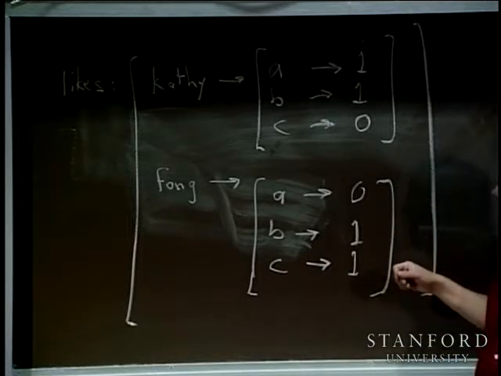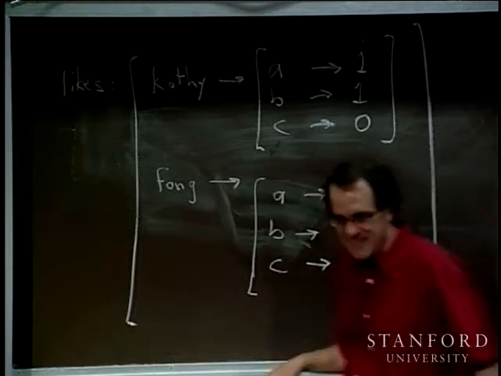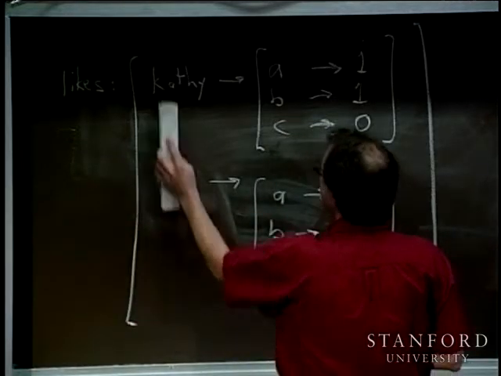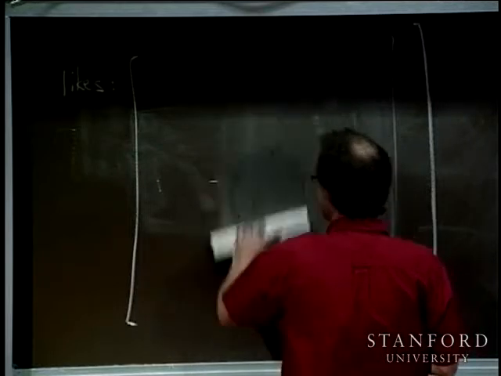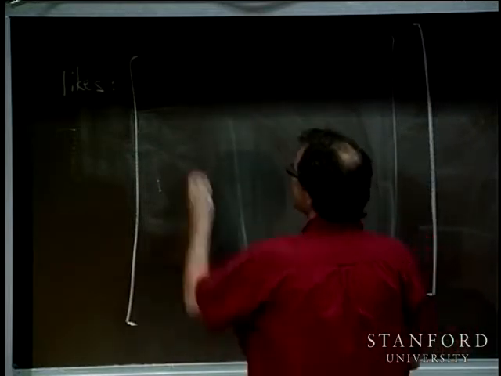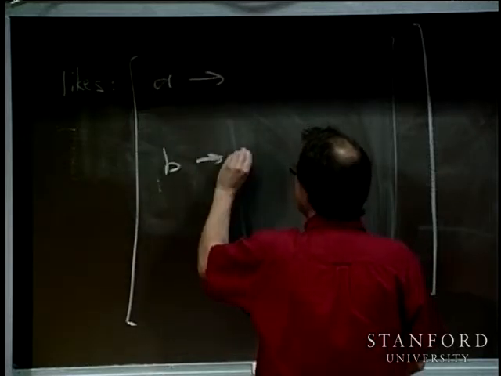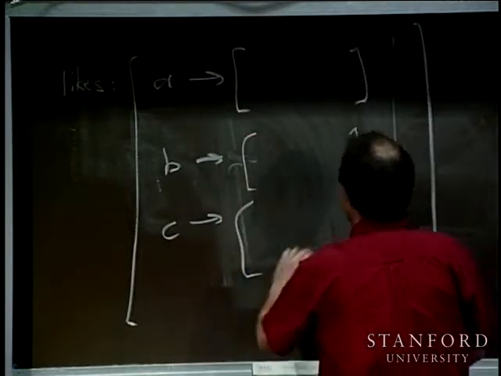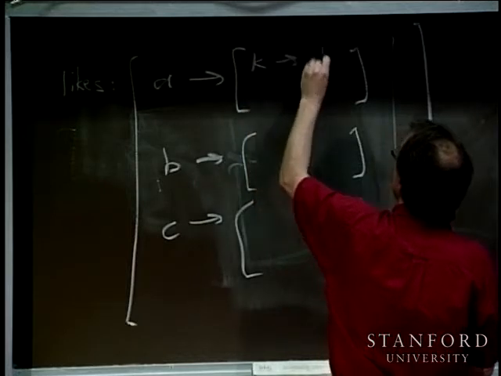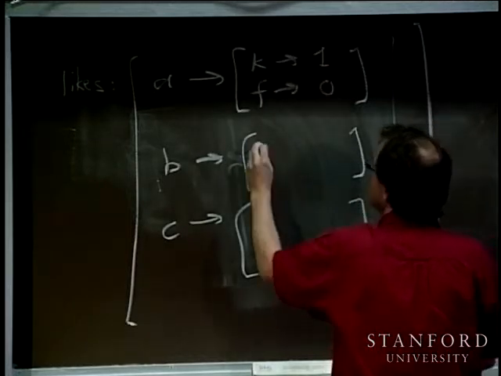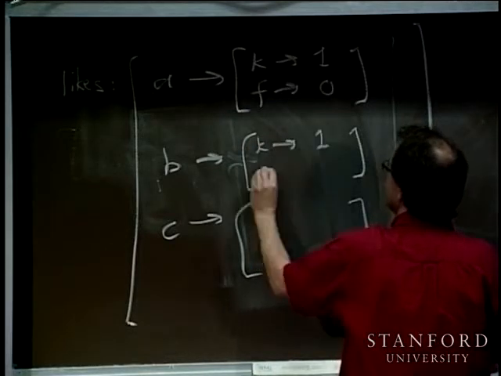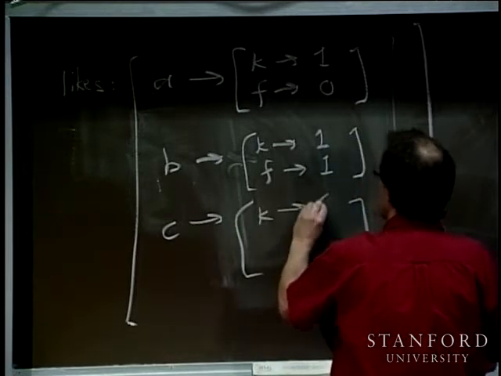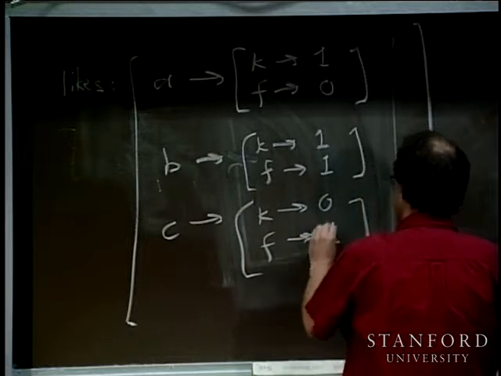Oh, sorry. You know what? I drew this the wrong way around. The whole point was meant to take the objects first and then take the people second, which is what I just illustrated from my previous example. Let me just quickly change this. A, B, C. Kathy. Okay, this is what it is.